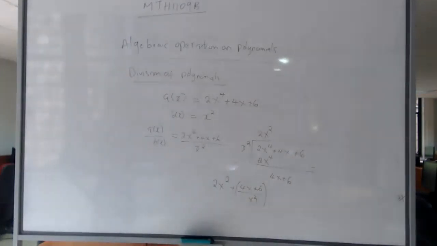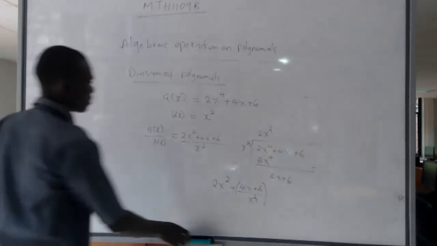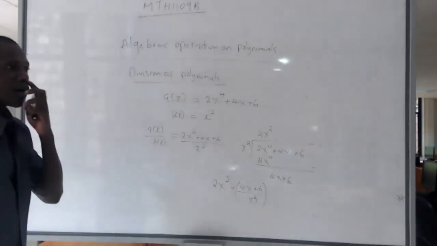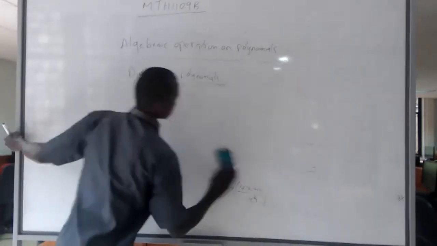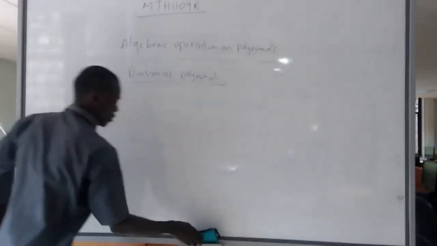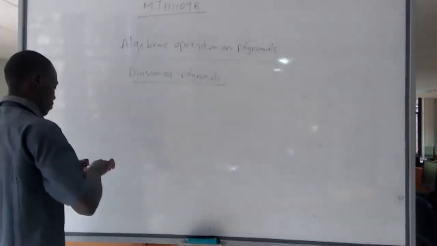Is that okay? Excuse me, sir. What if the divisor has more than one term? If the divisor has more than one term, yes. Let me give you an example where the divisor has more than one term. I see we have 3 minutes. I hope that will be enough.